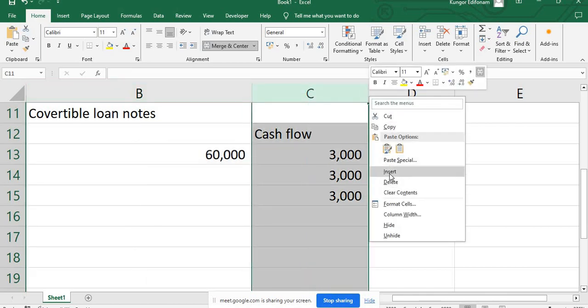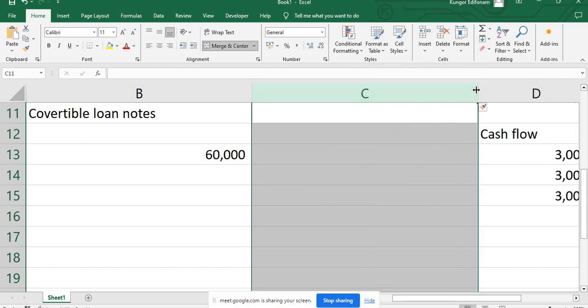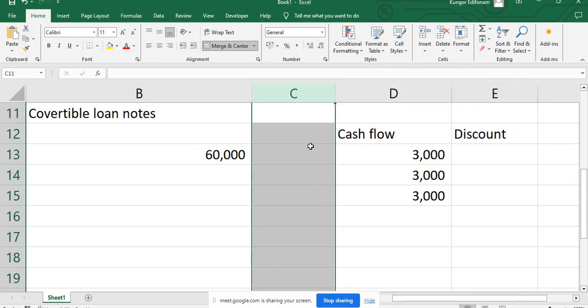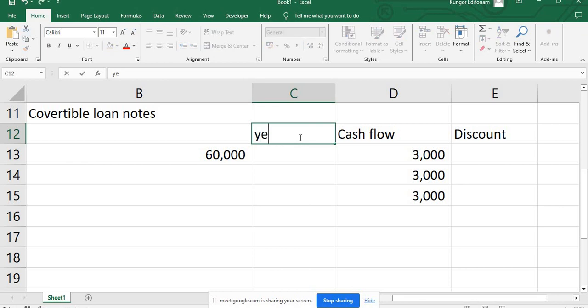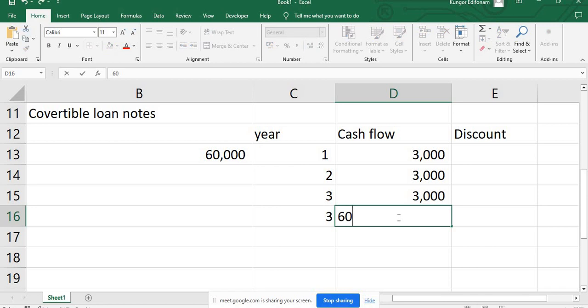Let me set another. Okay, so we have here a year. So we have here year 1, year 2, year 3, and then let me put here another year 3 again, and here we put in our 60,000. Okay, so that will be the cash flow.